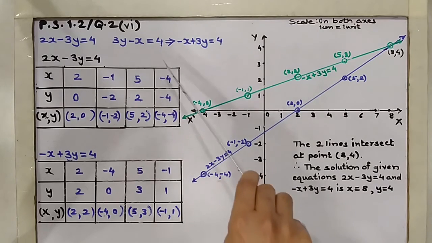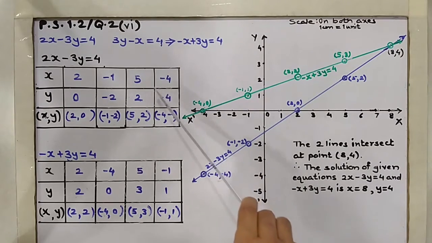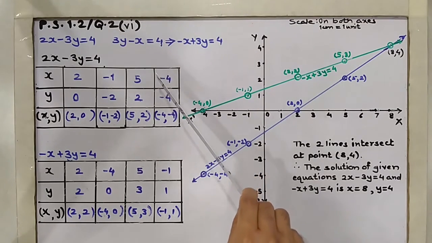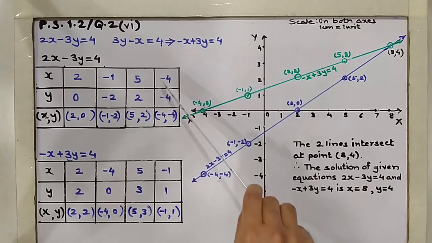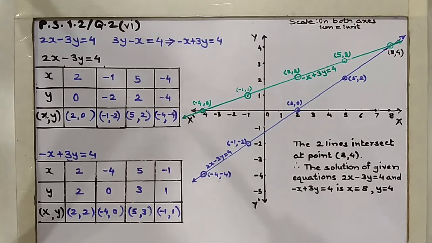Then we have taken the value of x as -4. Putting this value in the equation, we get the corresponding value of y as -4. So the ordered pair is (-4, -4). So now we have got all the 4 points for the first equation. Now we will find the 4 points for the second equation. The method is going to be exactly the same.